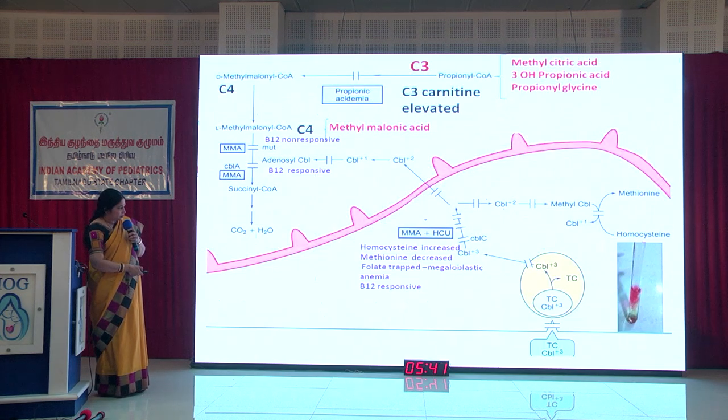If there is no megaloblastic anemia and B12 and folic acid level is normal and homocysteine and methionine levels are normal, you have to think of a block here. This is how you differentiate the three types of methylmalonic acid.